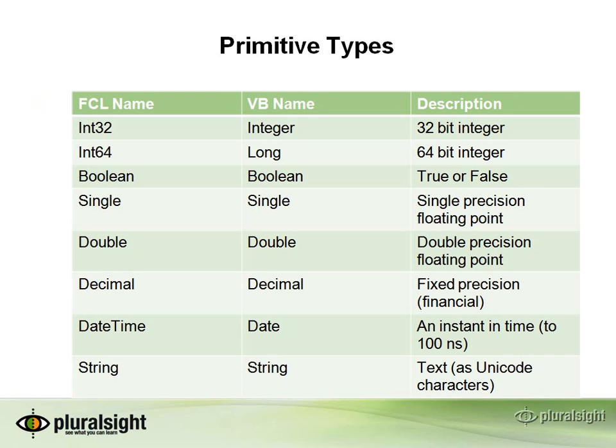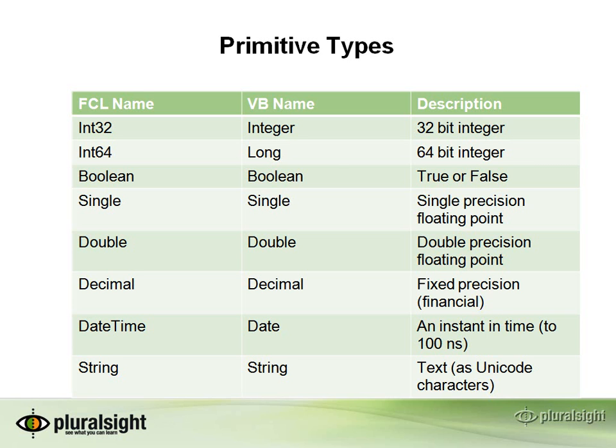Here is a chart showing a subset of the data types we talked about. Integer and Long being two of the whole number data types. Boolean being the logical data type. Single, Double, and Decimal being floating point number data types. Date being the date data type. And then finally String being the text data type.